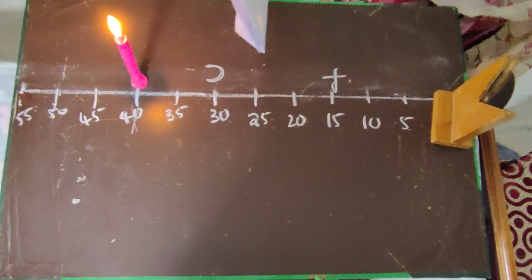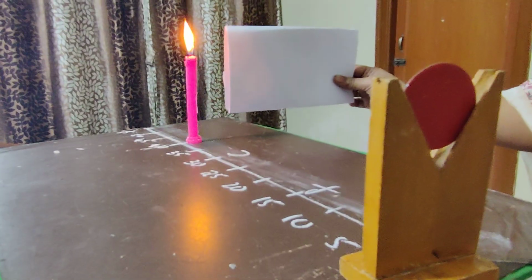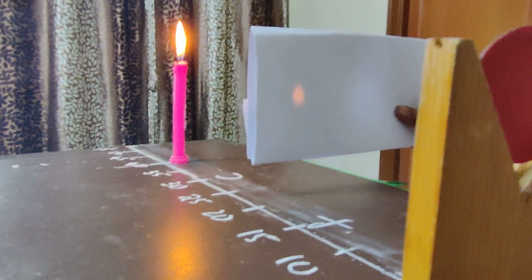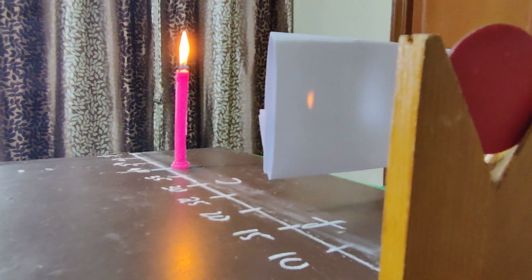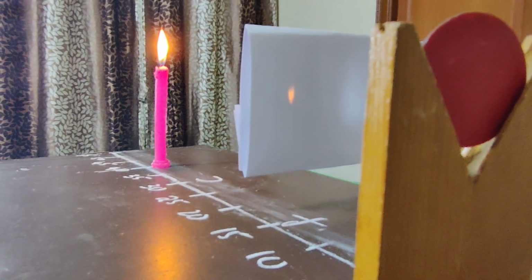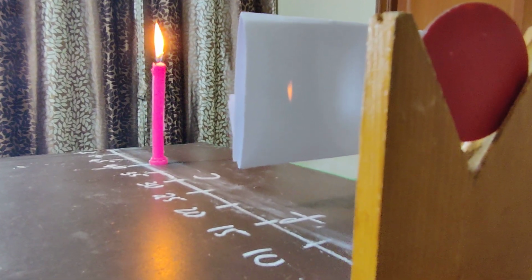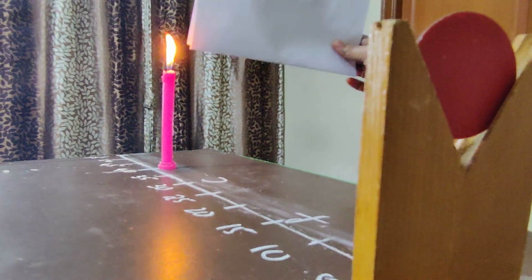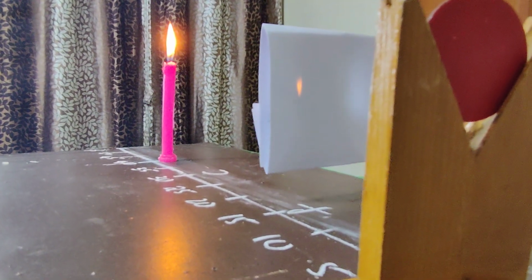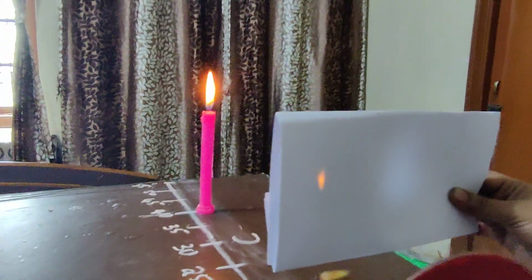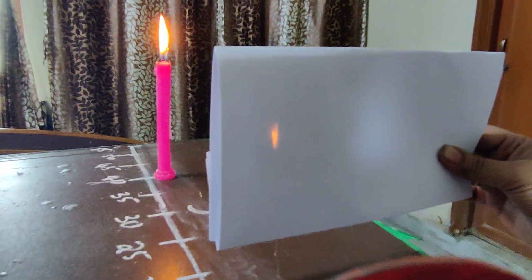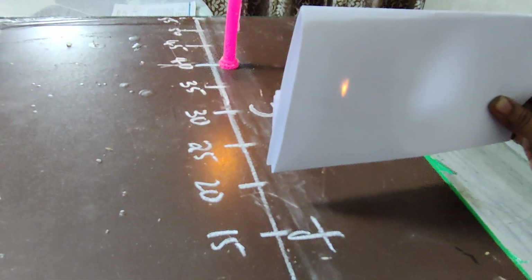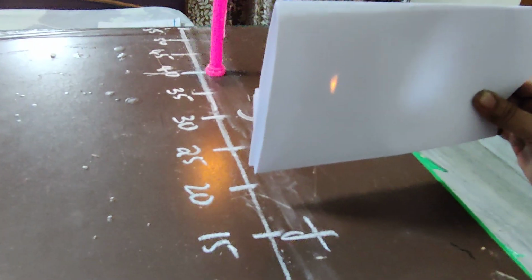You see, I'm adjusting this screen. Now I'm placing this screen and adjusting to catch the image on the screen. See, clearly you can find the image. The tip of the image is inverted, and you see here the flame, the tip of the flame is larger, but here on the screen we got a diminished image, smaller than the original flame. And at what distance we got it, that value we have to note down. And here I got it at a distance in between 19 to 20.